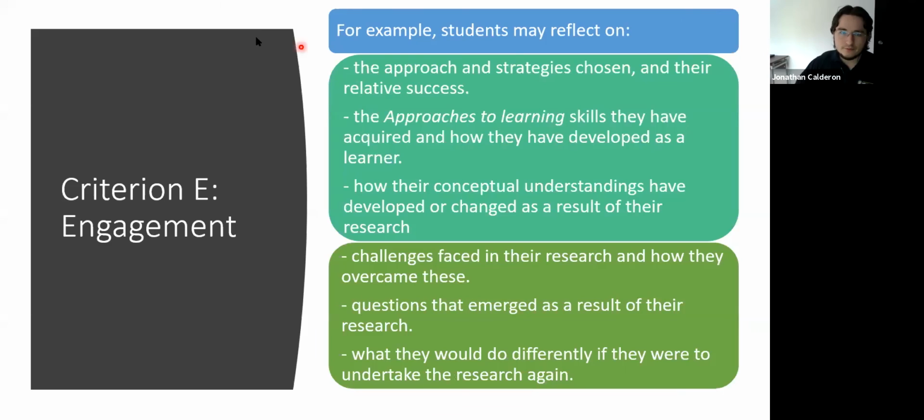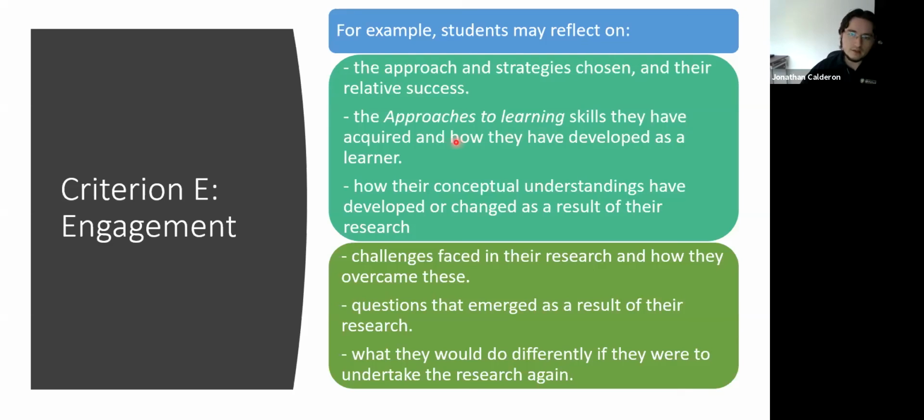So for example, students may reflect on the approach and strategies chosen and the relative success. So they can say, well, this approach was better for me because of this and this, or it wasn't, okay? The reflection doesn't necessarily always have to be positive. This is something that they must understand. They can say, it was difficult for me at the beginning, and that is okay, because that shows the process, okay?